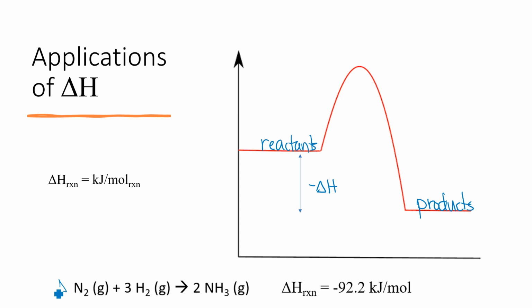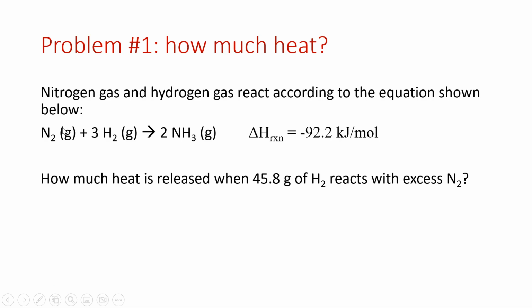So here's an example down here of an exothermic reaction. Let's take a look at this reaction in more detail and see what we can do with these numbers here. So we're seeing nitrogen gas and hydrogen gas react according to this equation. It's a combination reaction. And what we're seeing is that for every 1 mole of nitrogen gas, it reacts with 3 moles of hydrogen, and it forms 2 moles of ammonia, NH3.